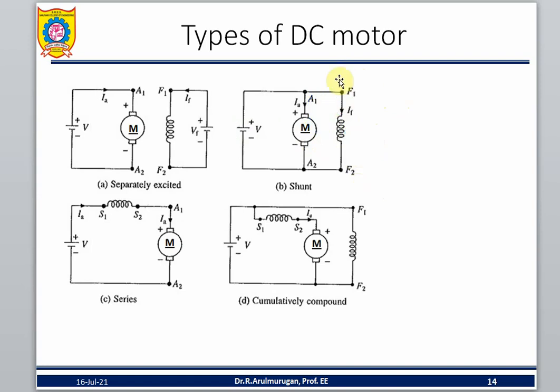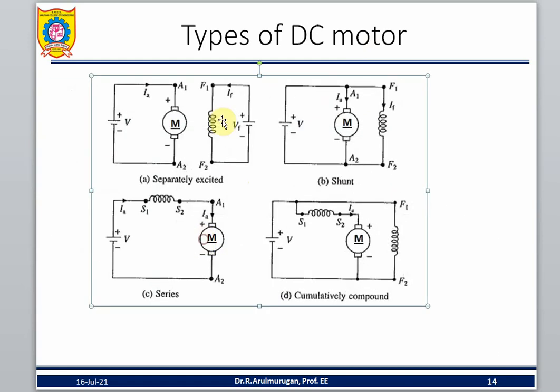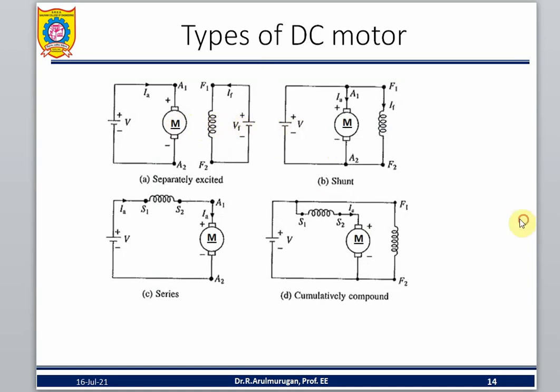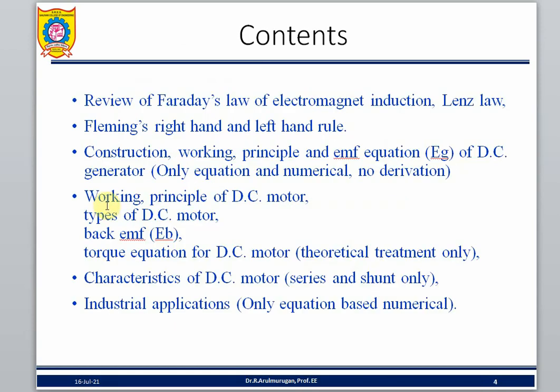Then the types of DC motor: separately excited, then self-excited. What is the difference? Separately excited means the field winding has its own source. Self-excited means there is a common source for both the field winding and the armature winding. Further it is classified by how it is connected. Parallel connected is a shunt motor. Series connected is a series motor. A combination of shunt as well as series is called a compound motor. So this is about the types.